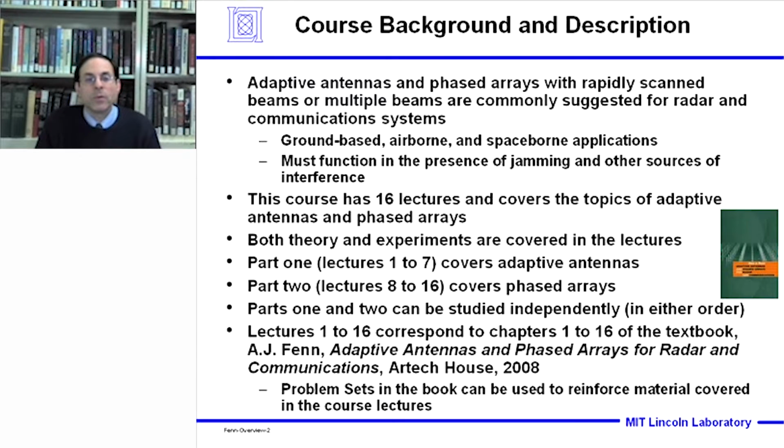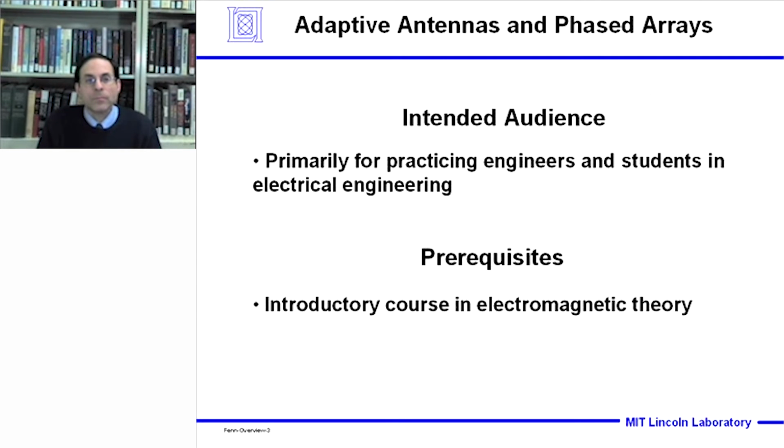Lectures 1 to 16 correspond to chapters 1 to 16 of the textbook, Adaptive Antennas and Phased Arrays for Radar and Communications. There are problem sets in the book that can be used to reinforce material covered in the course lectures. The intended audience is primarily practicing engineers and students in electrical engineering. The prerequisite is an introductory course in electromagnetic theory.